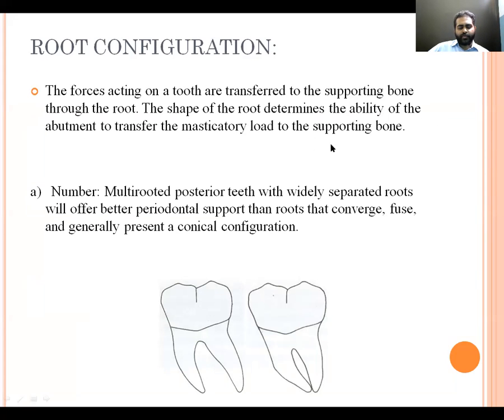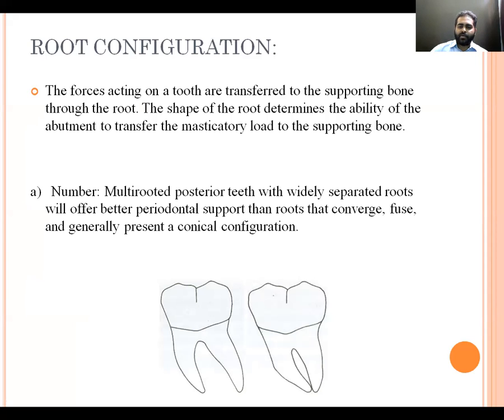We go for the root configuration. Whether the root is straight or curved, or multirooted, these have various effects on your selection of the abutment. Whenever forces are transferred through the abutment, they go from the coronal part along the long axis of the tooth to the root surface. So the root surfaces determine the ability of your abutment to transfer the masticatory forces to the supporting bone.